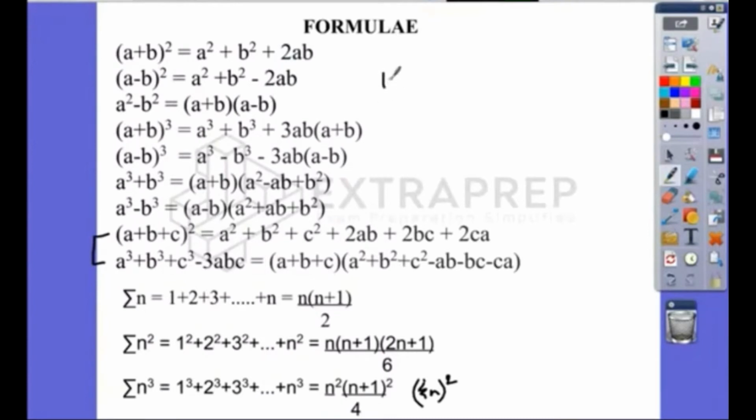For example, if there's something like 105 square, it's easy to break this number rather than calculating 105 whole square directly. Because it can be written as 100 plus 5 whole square, and breaking it up is easier because 100 square is 10,000, which is easy. 5 square is 25, which is easy. 2ab is 2 5s are 10 into 100, and that's 1000 again. So for such problems you break numbers.